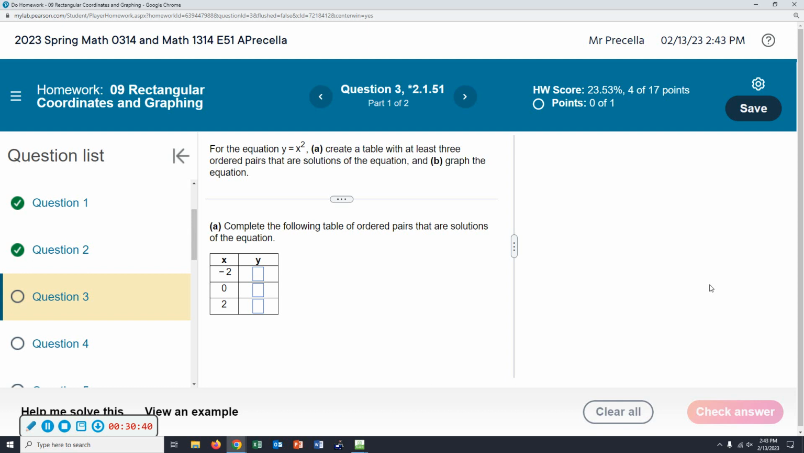So if there's no exponents, it's a line. If there's an exponent in the equation, it's not a line. Like number 3, is this going to be a line? No.